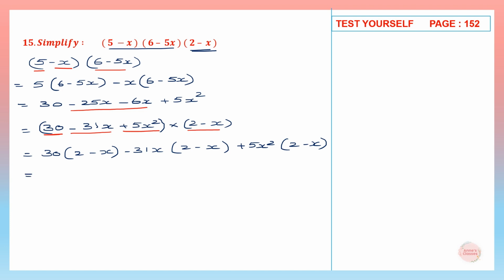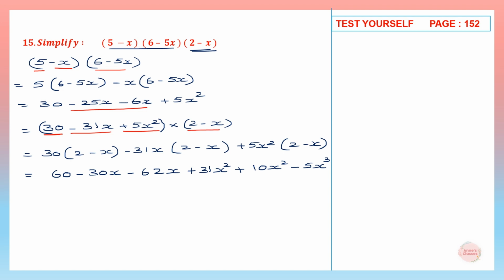So now let's multiply. 30 into 2 is 60. 30 into minus x is minus 30x. Minus 31x into 2. Sign is minus. 31 into 2 is 62x. Then minus 31x into minus x. Minus into minus is plus. The number is 31. x into x is x square. Now here plus 5x square into 2. 5 2's are 10x square. Then 5x square into minus x, minus 5x to the power of 3.